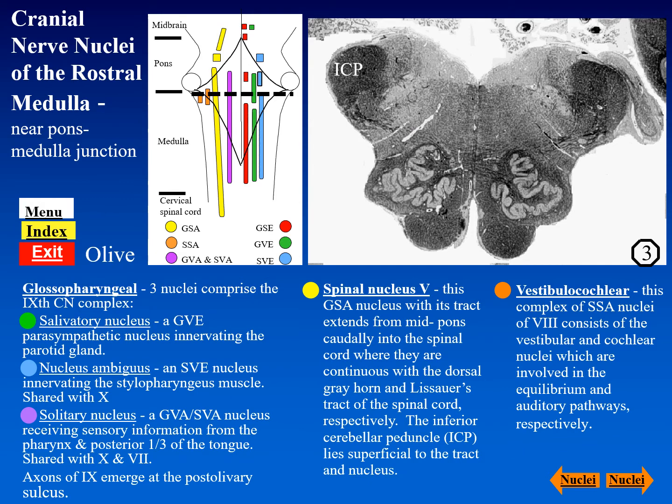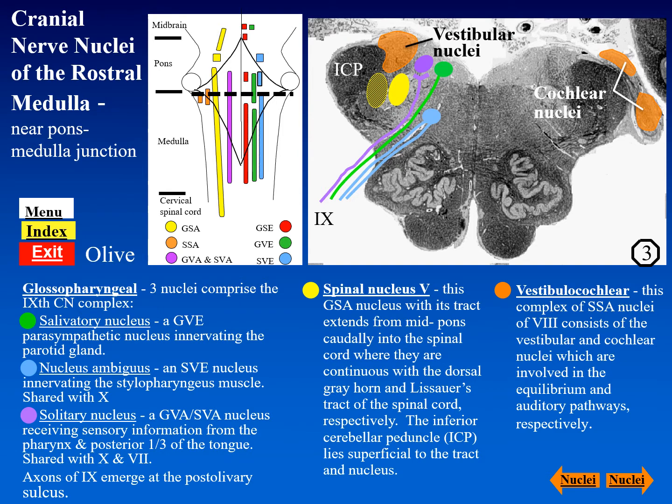This rostral medullary section is near its junction with the pons. Visualized are 6 nuclear areas representing 3 cranial nerves. 3 are for the glossopharyngeal nerve, 1 for the trigeminal, and 2 for the vestibulocochlear, or cranial nerve number 8. Please note again that the structures are all found bilaterally.